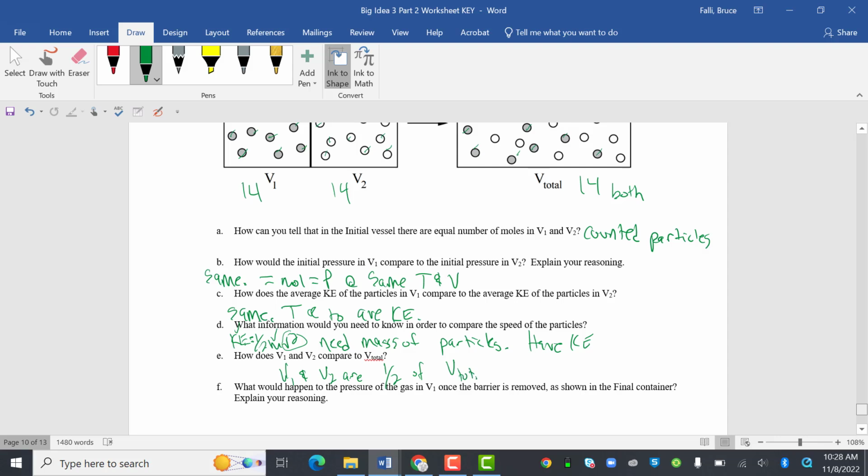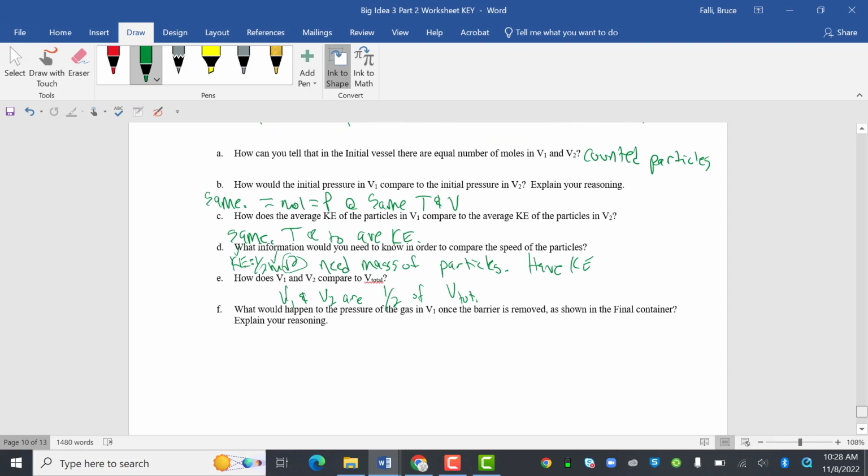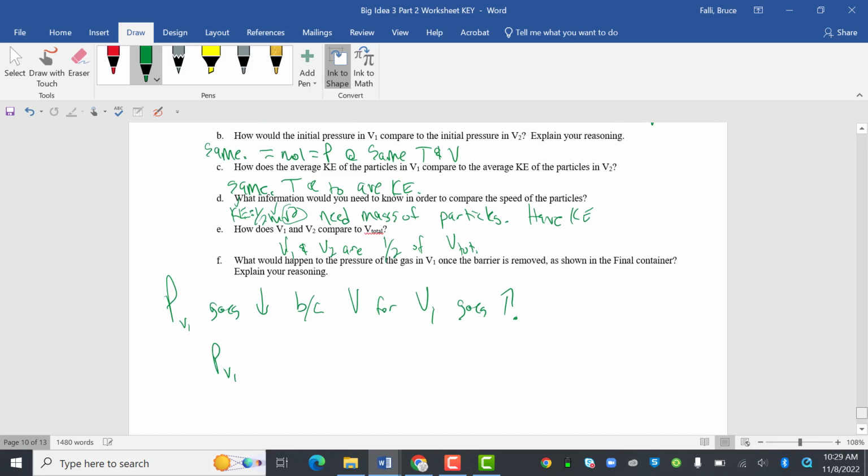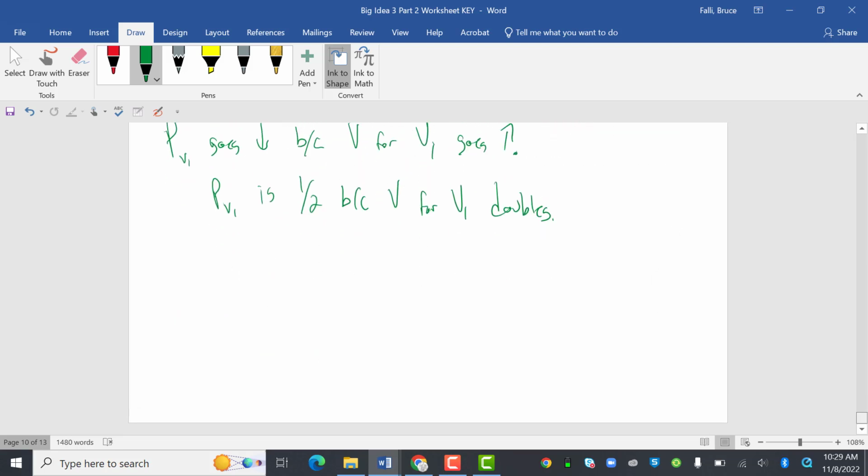They told us they just moved the barrier and they told us they were equal volumes. So what happened to the pressure of the gas in V1 once the barrier is removed, as shown by the final container? I'm going to put the pressure of V1 goes down. I rewrite: the pressure of V1 goes down because the volume for V1 goes up. When the volume doubles, the pressure is half. So I could also say the pressure of V1 is half because the volume for V1 doubles. Both of those are okay. You can't quite tell which one they're looking for. And we're done. Woohoo!